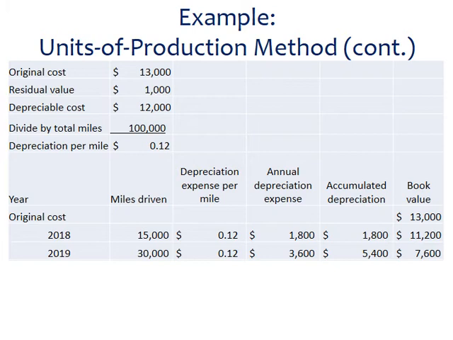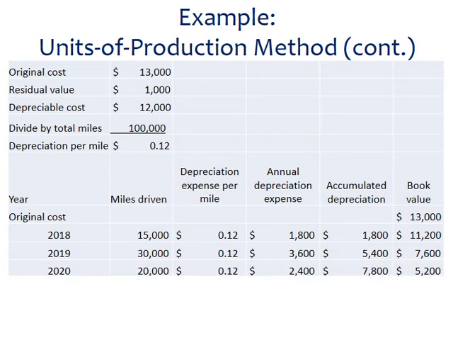At the end of the second year, 2019, we can fill out the table with the miles driven of 30,000 times the 12 cent per mile depreciation expense, giving us annual depreciation expense for 2019 of $3,600. Accumulated depreciation is last year's $1,800 balance plus this year's depreciation expense of $3,600 to give us accumulated depreciation at the end of 2019 of $5,400. Book value at the end of 2019 will be the original cost of $13,000 minus the accumulated depreciation of $5,400, or $7,600.